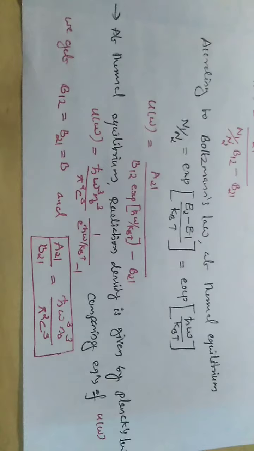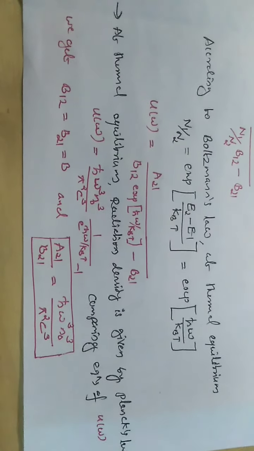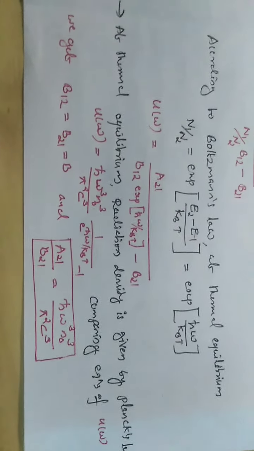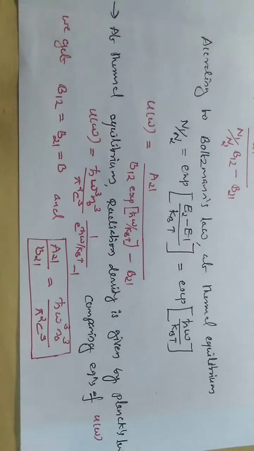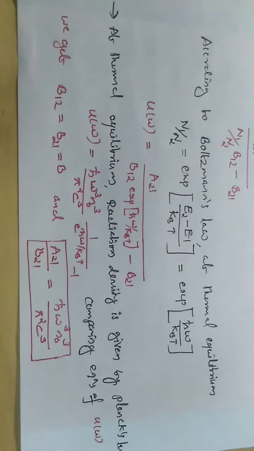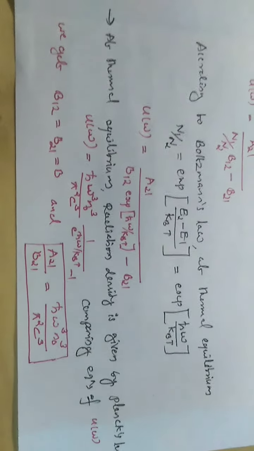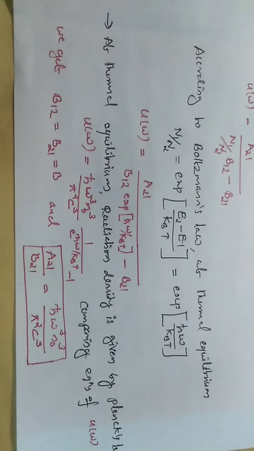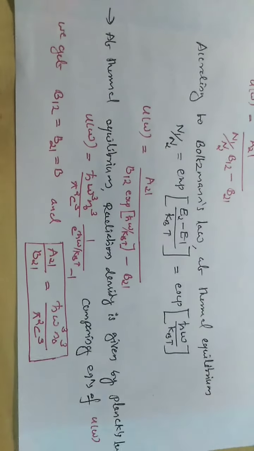This equation gives the relation between the Einstein A and B coefficients. It is clear from the equation that for higher frequencies, laser action is difficult. That means stimulated emission is difficult.